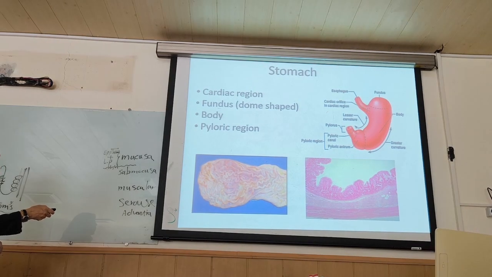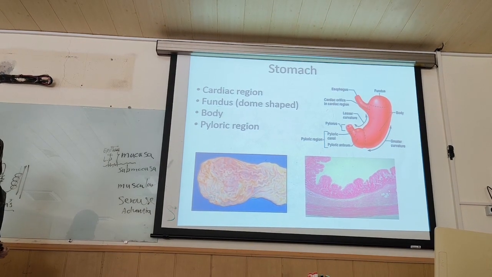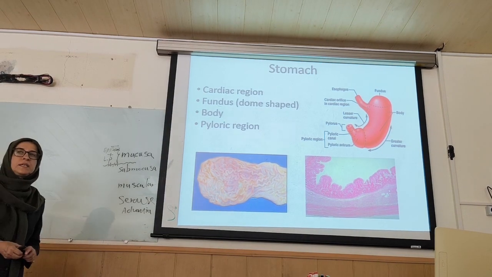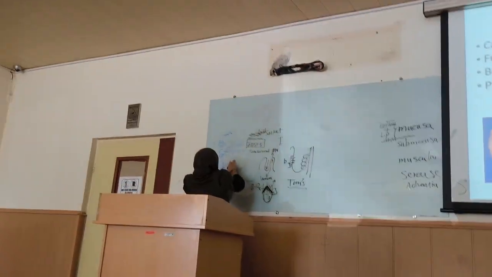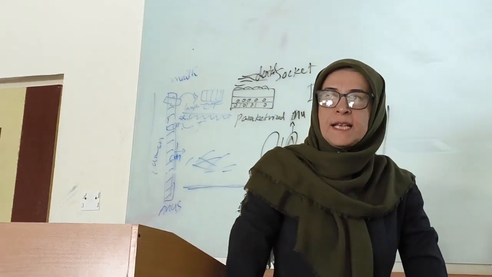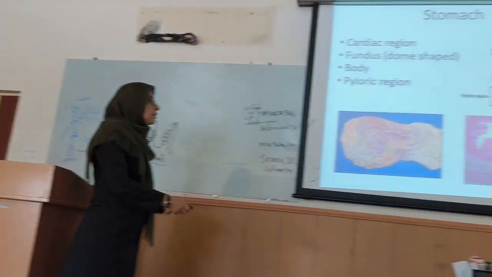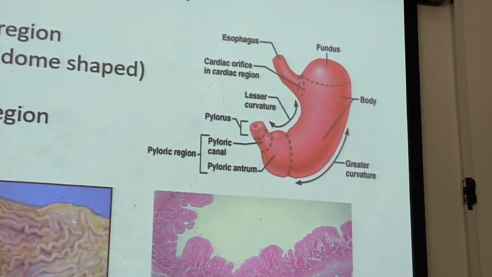After the esophagus, the second structure is the stomach. This part is a little expanded. The tube is a little expanded and forms a sac-like structure as the stomach, which anatomically includes the cardia, fundus, body, and pyloric portion.